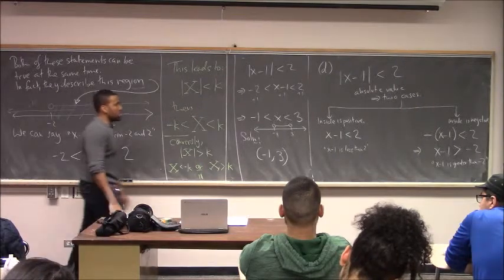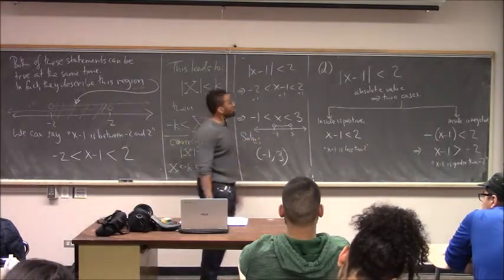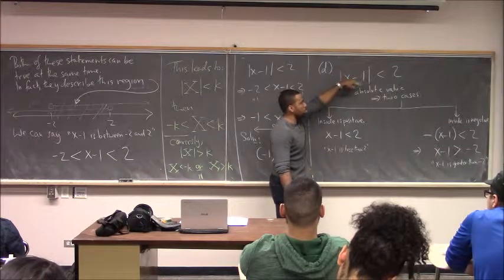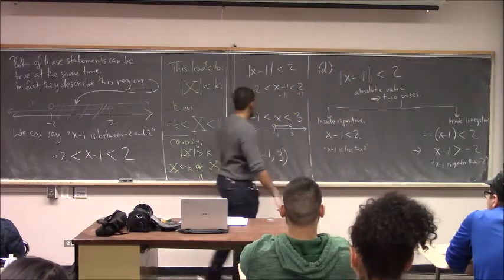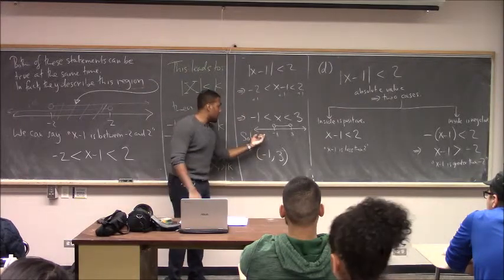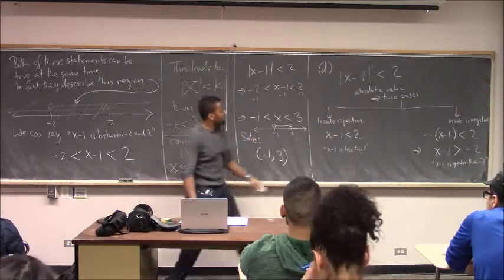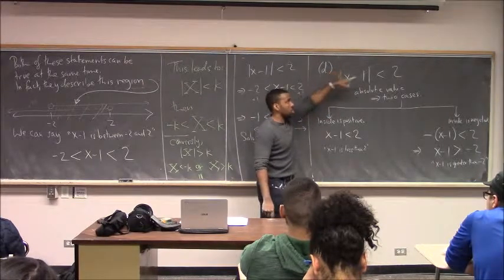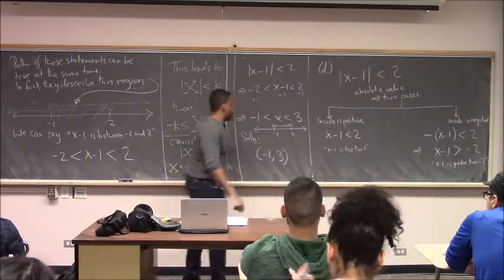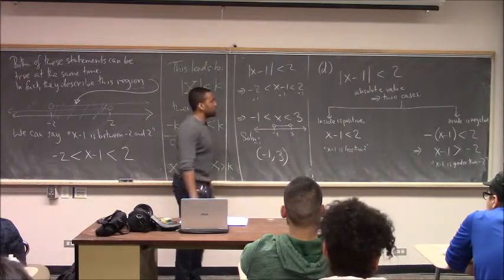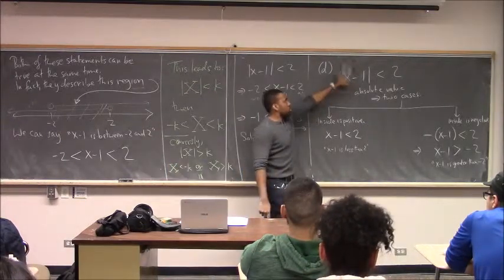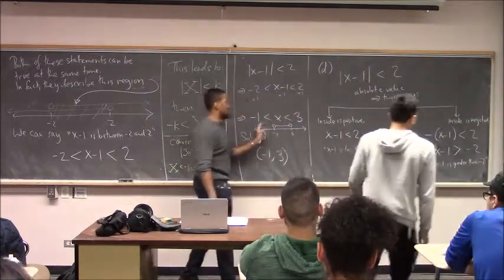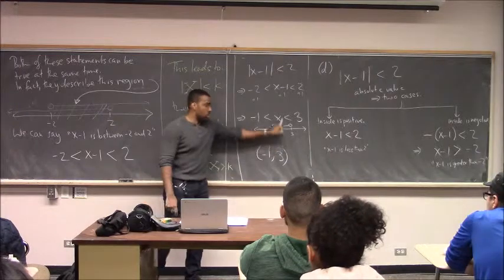And you can check it. Pick any number between minus 1 and 3. 0. 0 minus 1 is minus 1. Take the absolute value, you get positive 1. That's less than 2. Pick anyone outside of this range. Minus 2. Minus 2 minus 1 is minus 3. Take the absolute value of that, I get positive 3. False. Pick a number over here, like a 4. 4 minus 1 is positive 3. Absolute value of positive 3 is positive 3. 3 less than 2, false. So these guys will not work. Only the middle will work.